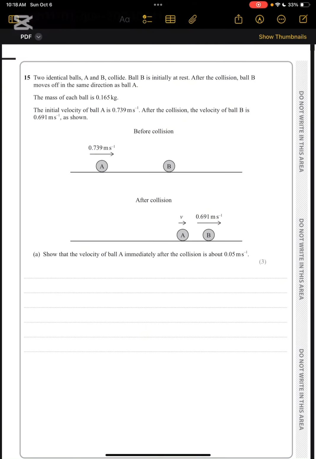Alright, so let's solve question number 15. In 15, they have said two identical balls A and B collide. Ball B is initially at rest, so its initial velocity is 0. After the collision, ball B moves off in the same direction as ball A. So they are moving in the same direction. The initial velocity of ball A is 0.739. After collision, ball B is 0.691. So the velocity of ball A immediately after the collision is 0.5.